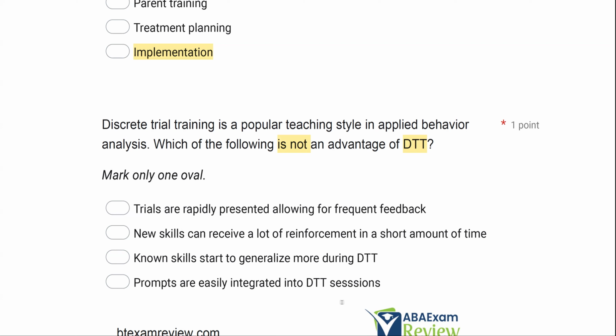And then D, prompts are easily integrated into DTT sessions. That is an advantage. It's very easy to prompt during DTT. It's part of the standard chain of events or order of operations for DTT. One of the main disadvantages is it's hard to generalize during discrete trial training, which is why we like to combine it with things like incidental teaching.